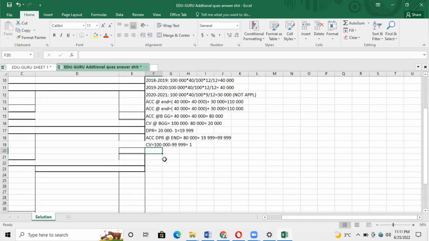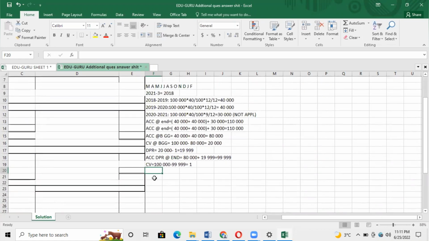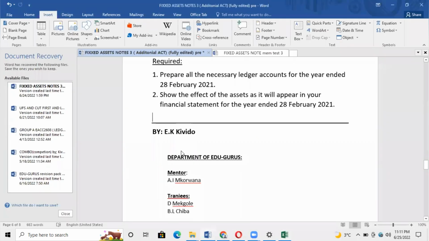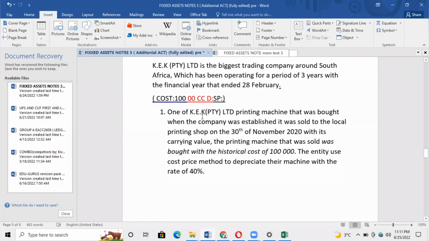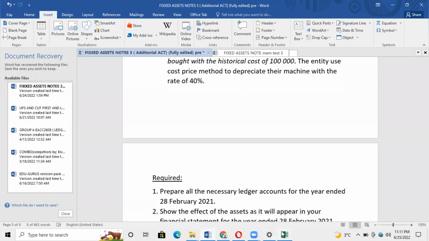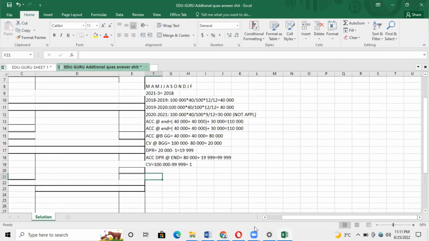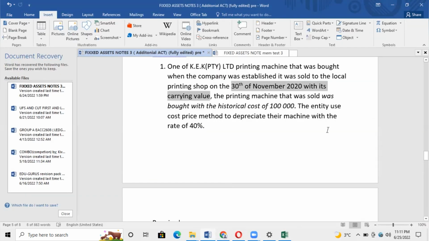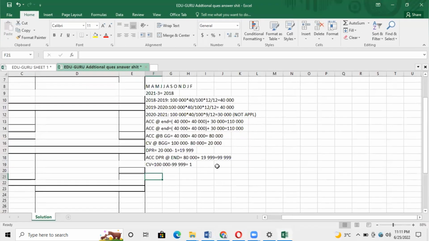So now let us just calculate the effect that will appear in the statement of profit or loss. Remember what I said to you earlier, guys. According to this information here, the very same asset was sold on the 30th of November 2020. It was sold with its carrying value. Meaning our asset was costing 1 rand, then we decided to sell it with the same value of 1 rand.